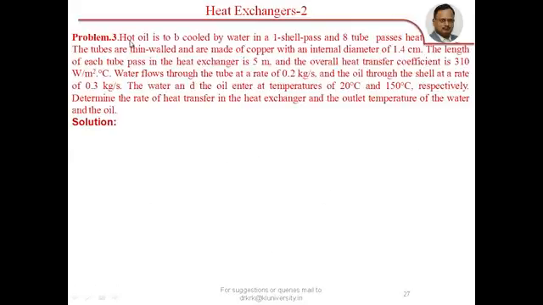Third problem. Hot oil is to be cooled by water in a 1 shell pass and 8 tube pass heat exchanger. The tubes are thin walled and made of copper, internal diameter 1.4. The length of the pass in each heat exchanger is 5 meters, and the overall heat transfer coefficient is 310. Water flows through the tube at 0.2 kg per second, and oil is in the shell.